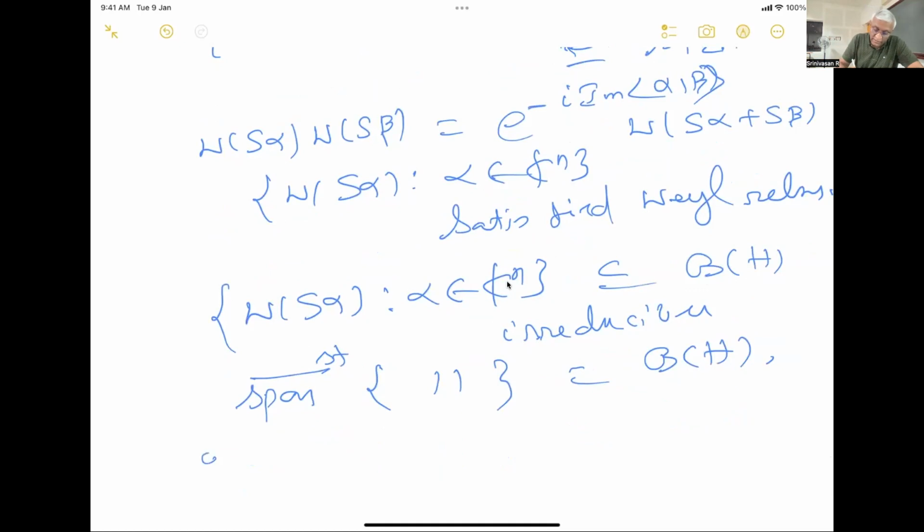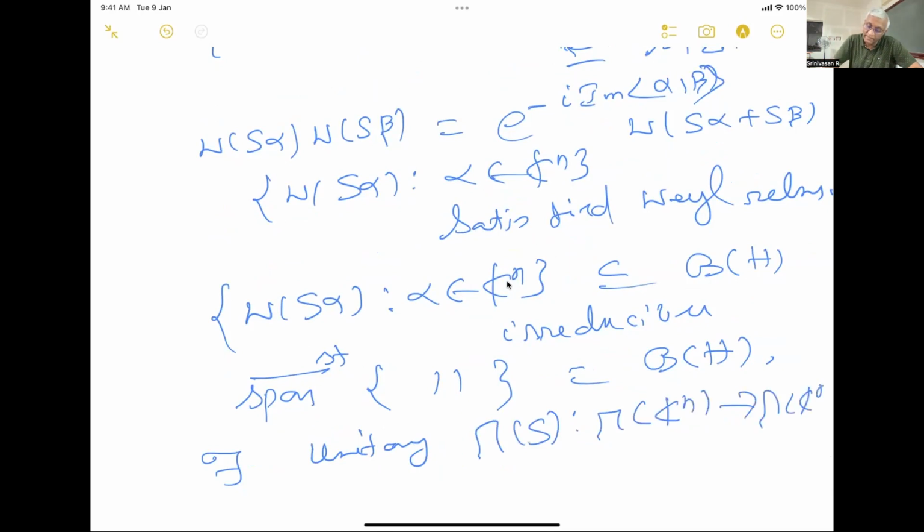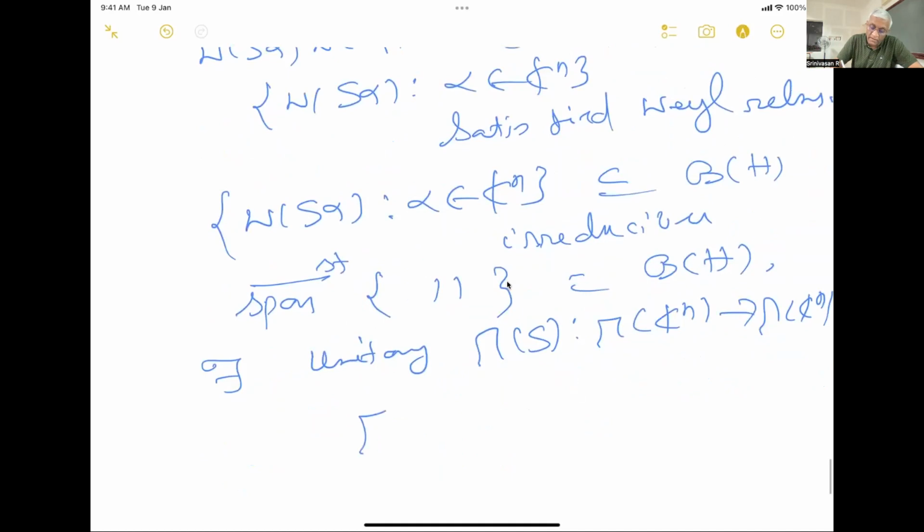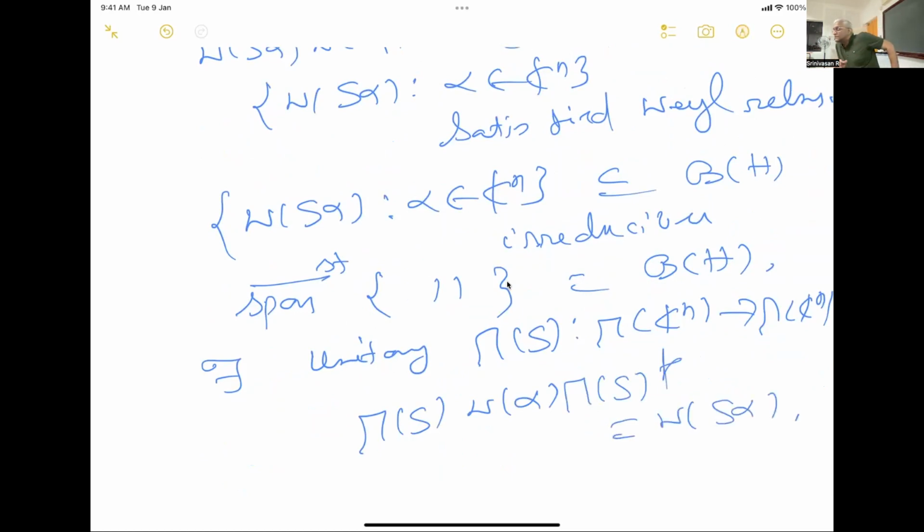So this implies there is an isomorphism. There exists a unitary, which we call gamma S, from the Fock space gamma of Cn to gamma of Cn, such that gamma of S, W of alpha, gamma of S star is equal to W of S alpha, right? This is what the Stone-von Neumann theorem says. But then what is gamma of S? We don't know it explicitly.